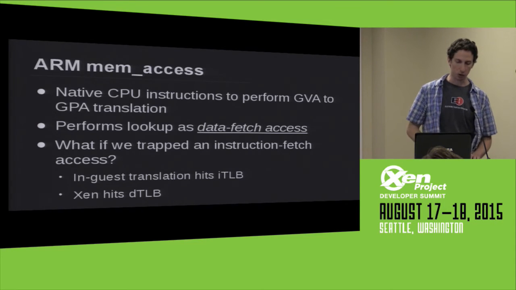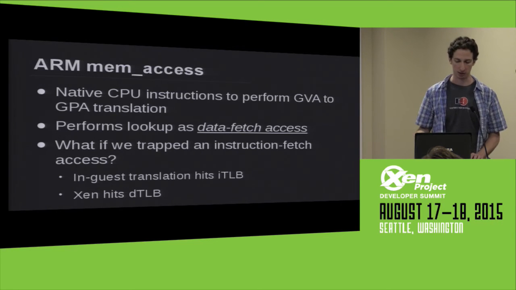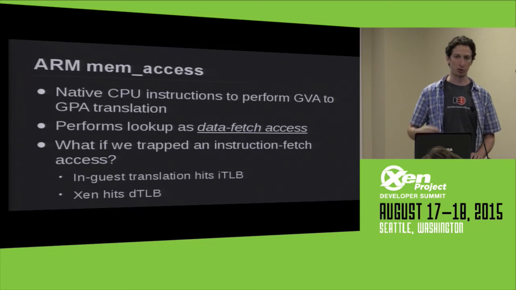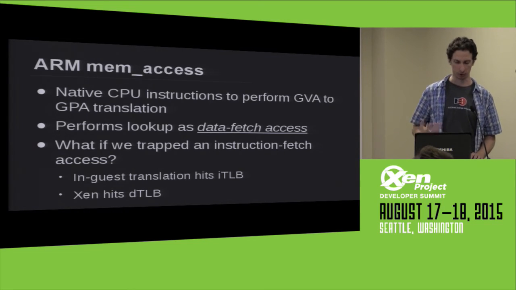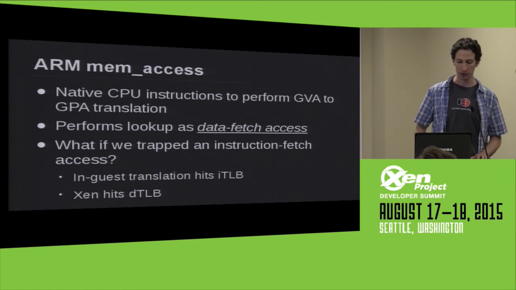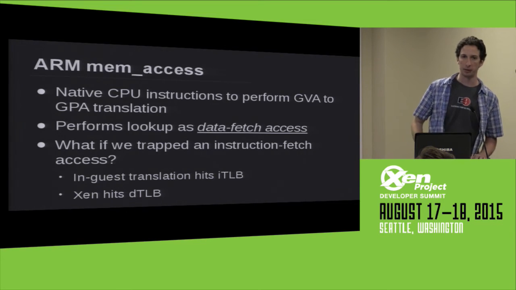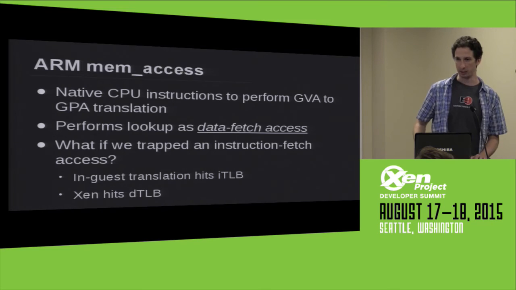How that instruction is implemented, though, is that it performs that translation as if it was a data fetch access. But what happens if we actually trapped an instruction fetch? Well, the in-guest translation will hit one TLB, which is the instruction TLB, the translation look-aside buffer that holds these translation entries as a cache for speedy translation, but then the instruction hits the DTLB. So if there is one entry in the ITLB that differs from the DTLB, then Xen will have a totally different translation than what the guest has.